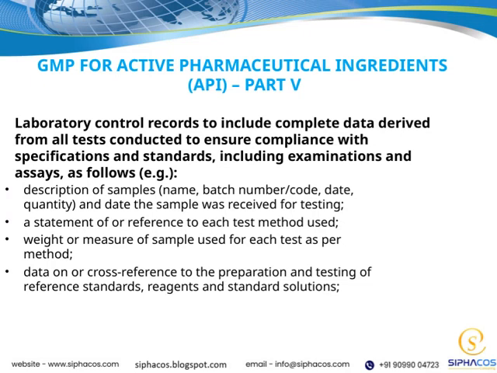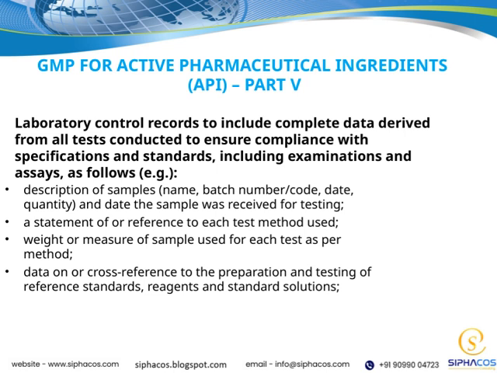These records are essential because they include complete data from all tests conducted on our samples. This ensures that we are meeting all specifications and standards. When we talk about these records, they should cover examinations and assays, among other tests. It's important to include a detailed description of the samples. That means noting the sample's name, batch number or code, the date it was received for testing, and the quantity of the sample. This helps us keep track of each sample's journey through testing.